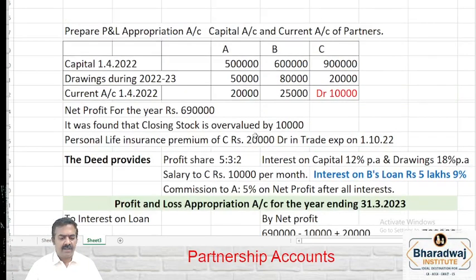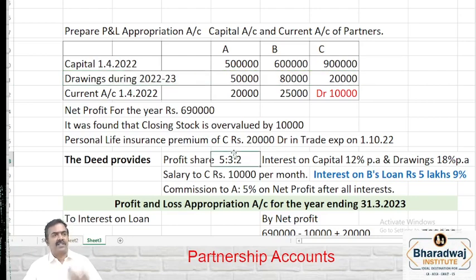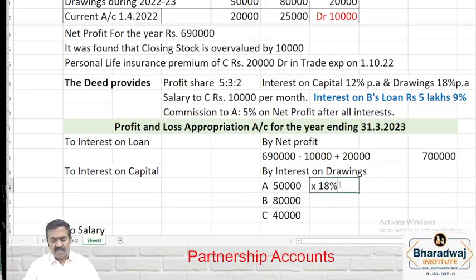Wait. Look at the words used. Whether the money is taken at the beginning of the year. Let's assume partner A withdrew 50,000 at the beginning of the year. Then 50,000 into 18% for 1 year, okay. But it is given drawings during 22-23. It is not at the beginning of the year, not at the end of the year, it is throughout the year. In the absence of information, if the drawings are made throughout the year, on an average basis, we apply the average due date concept. How many months? 6 months interest will be charged.